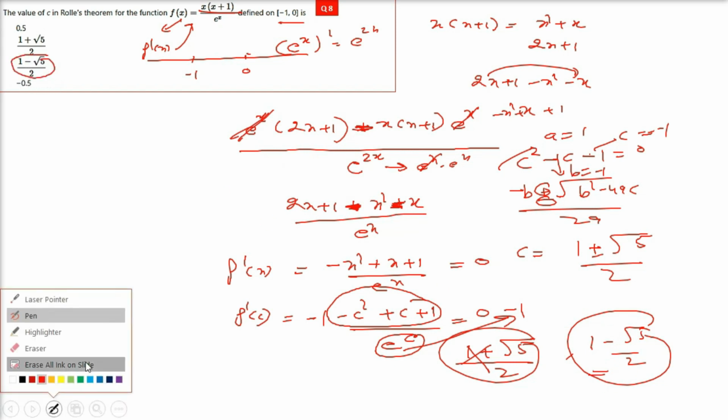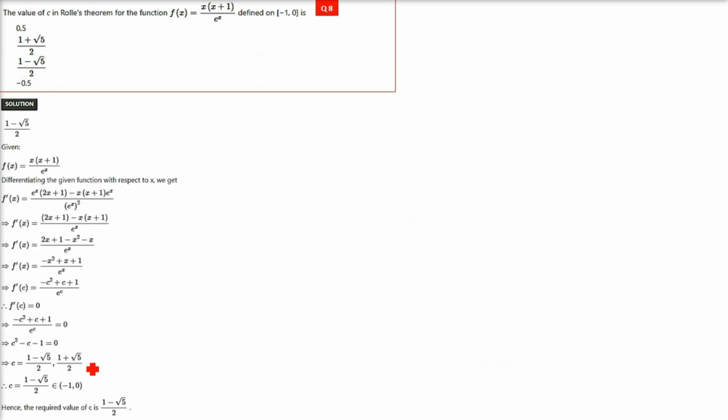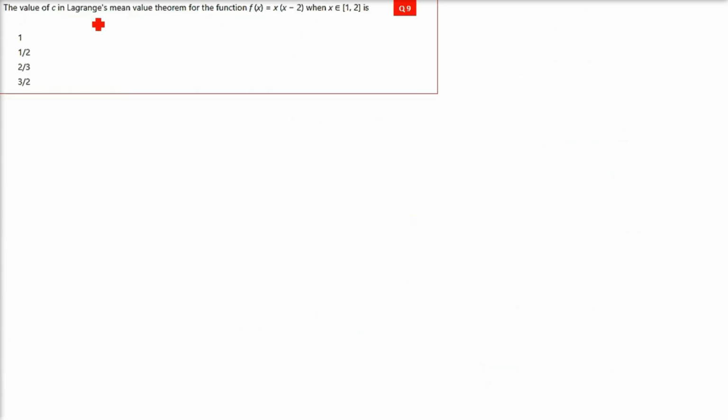Now let me just show you how we are going to go about it. So this is the way you are going to go about it. The value of c in Lagrange's mean value theorem for the function f(x) = x(x-2) when x belongs to [1, 2]. Now this is exactly similar to what we have just seen. Only we have to change the f'(c) equals 0. It will not be equal to 0 because it is Lagrange's mean value.